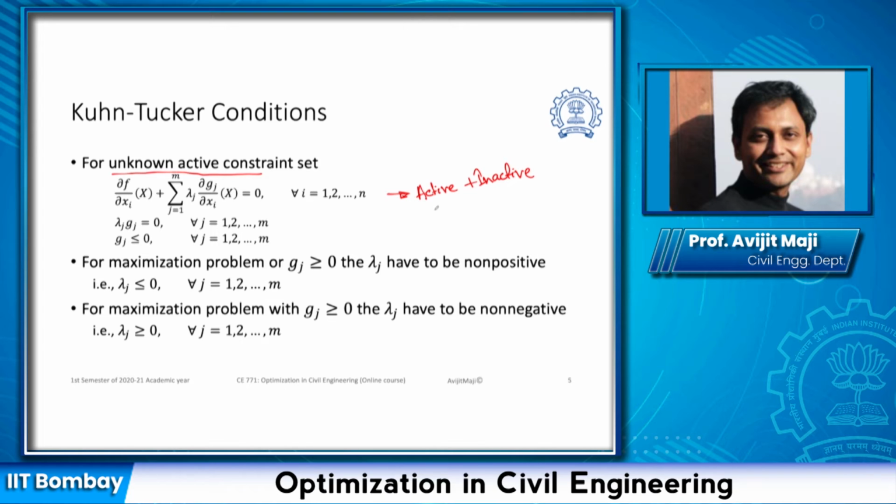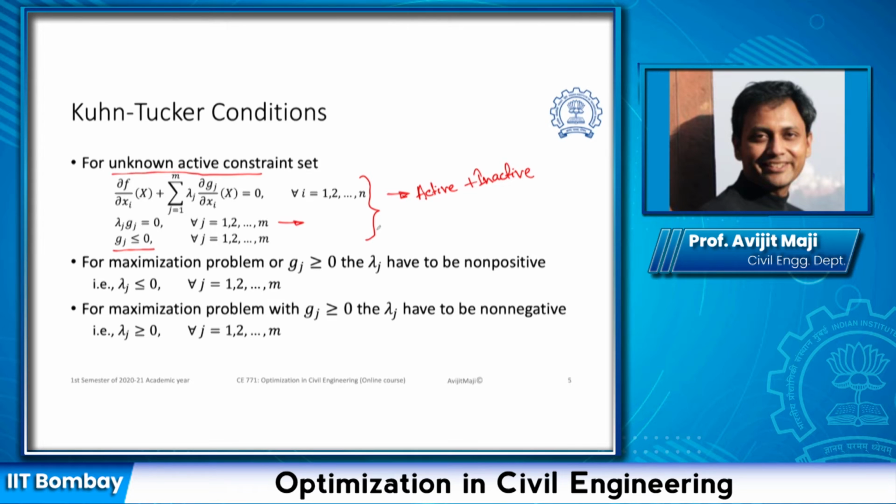Once we include both types of constraints, then we definitely need to ensure that this condition is also there, which will take care of the inactive constraint part, so that the equation becomes 0. Then we also know that our constraints are less than or equal to 0. So these three things together can help us to solve the multivariable optimization problem with inequality constraints using Kuhn-Tucker conditions.